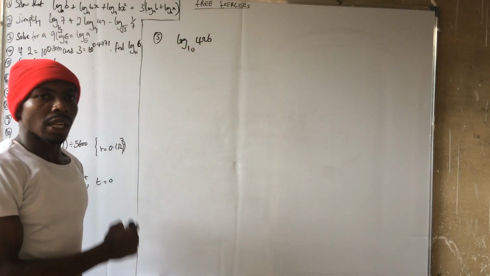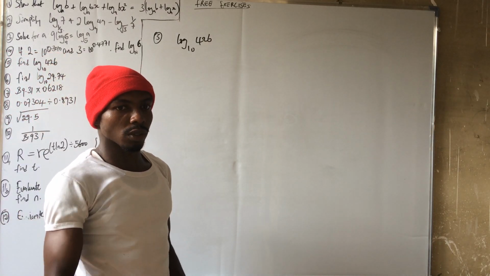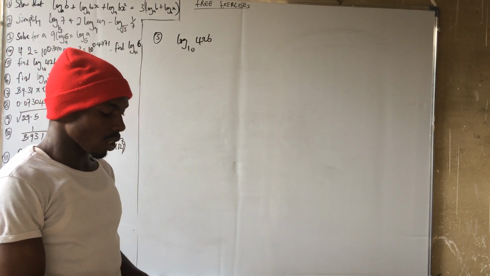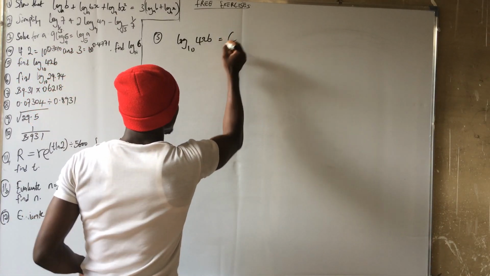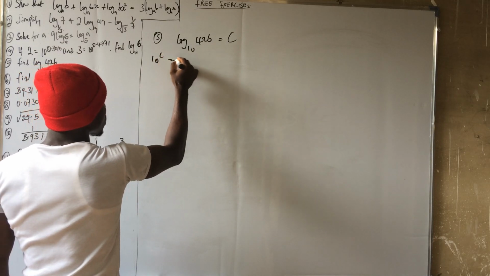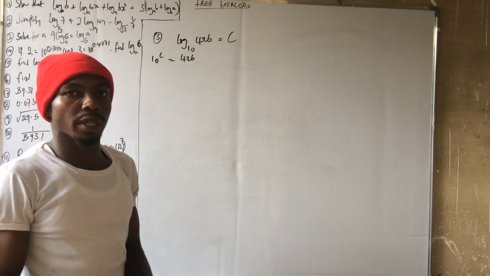Now looking at this, they did not give us that log 2 is equal to this, or that log 3 is equal to this, or that log 5 is equal to this. They just tell us to solve this. And remember that if we equate this to c, it means that 10 raised to the power c is going to give us 426. So we don't know the number, and that is what we are looking for.